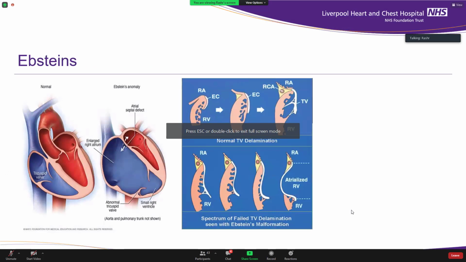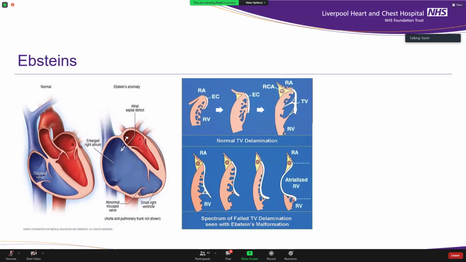So I guess lots of this depends, to an extent, on where you are and what your spectrum of congenital heart disease is. But I just thought I would talk through the four groups that give us the most work here in the UK. The first one is Epstein's, which I think is quite a nice lesion to think about from a structural perspective.